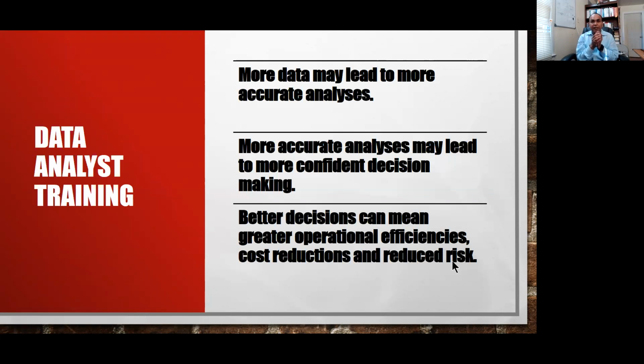And the second thing is I am providing another Excel file with 256,000 records that you need to analyze. Because you need to understand that more data leads to more accurate analysis. That's important. And more accurate analysis gives more confident decision making. Better decisions can mean greater operational efficiencies, cost reductions, and reduced risk. This is the important part. I want to make it very clear. A lot of times, just taking 1 or 2 people's opinions, don't take the decision.